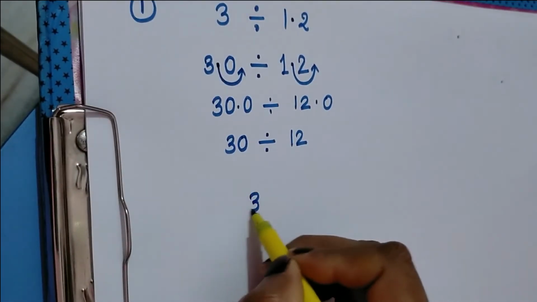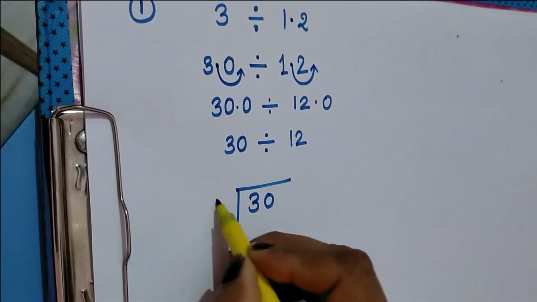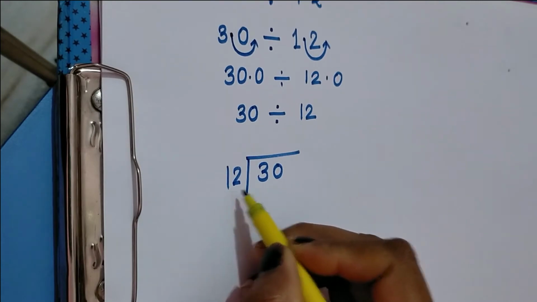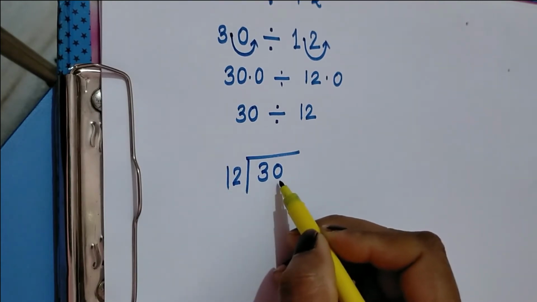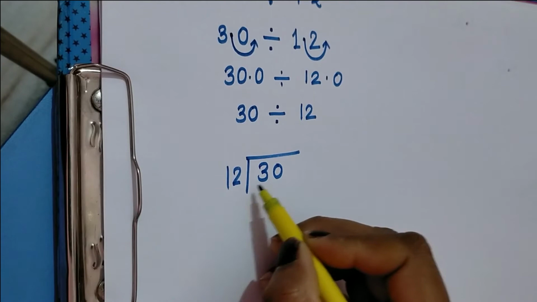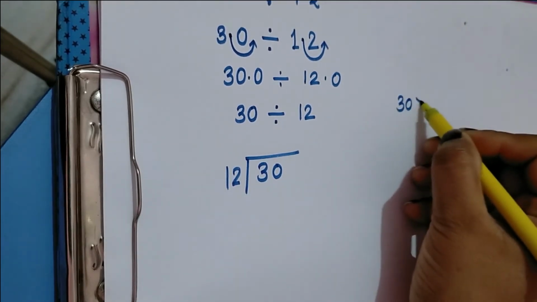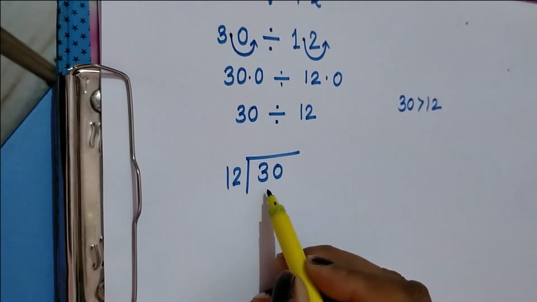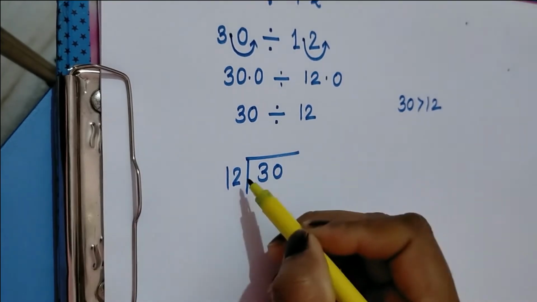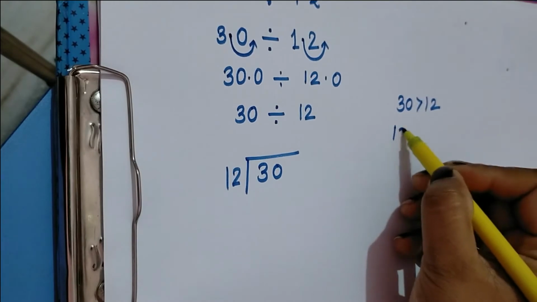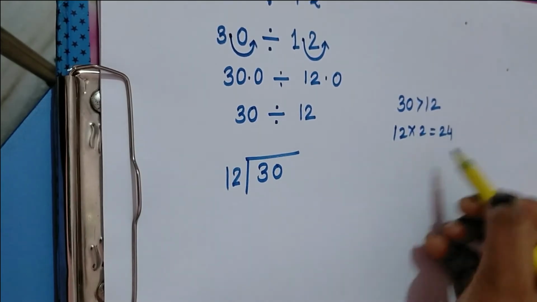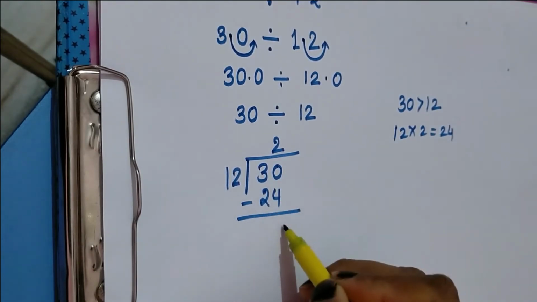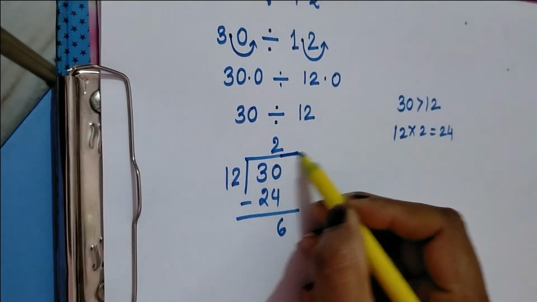Now when we divide 30 by 12 using the long division method, here you can see that the divisor is a 2-digit number and the dividend is also a 2-digit number. So when we compare 30 with 12, 30 is greater than 12. So here we will try to find the number just less than 30 in the table of 12. That is 2 times 12 is 24. Now here 6.